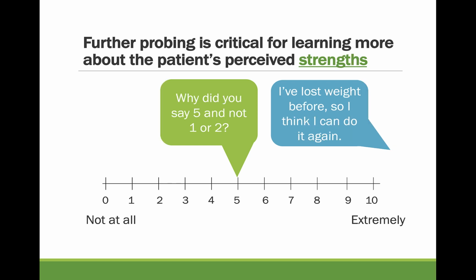You can probe even further to pull out the patient's perceived strengths by asking a question like, why did you say 5 and not a 1 or a 2? The patient may say something like, I've lost weight before, so I think I can do it again. And this shows that they have some confidence, some self-efficacy that they can be successful at weight loss. You can work with this strength and emphasize that they have done this in the past and they have the skills to do this again.